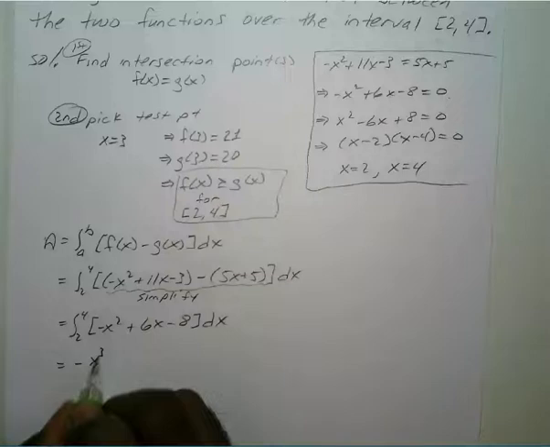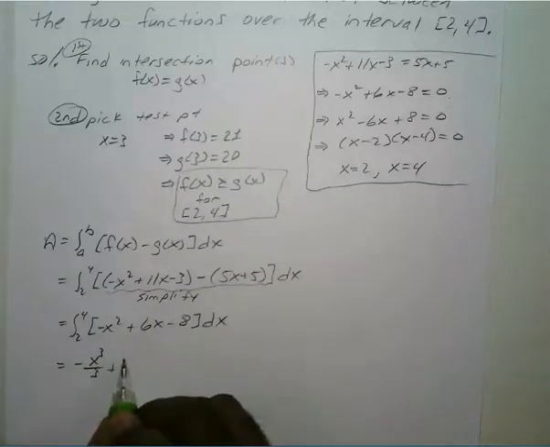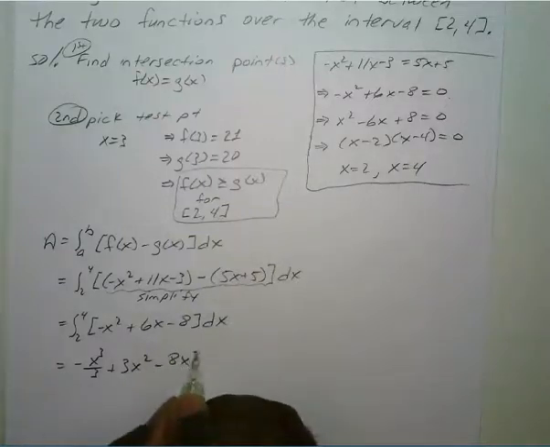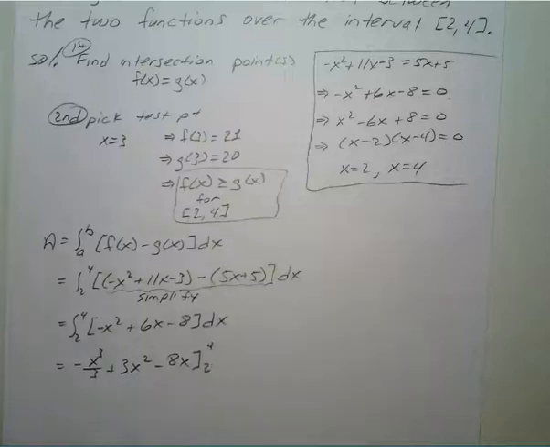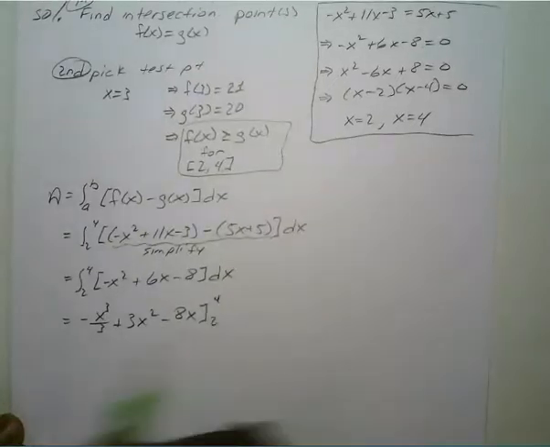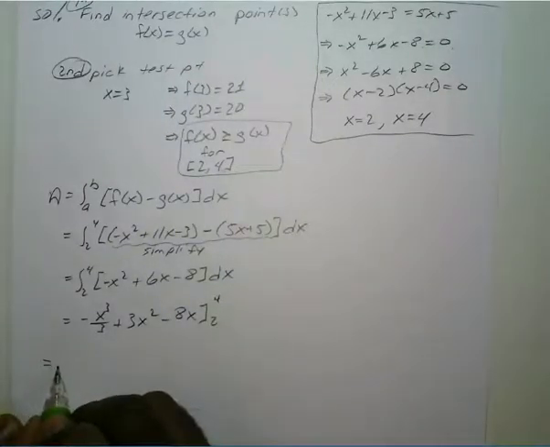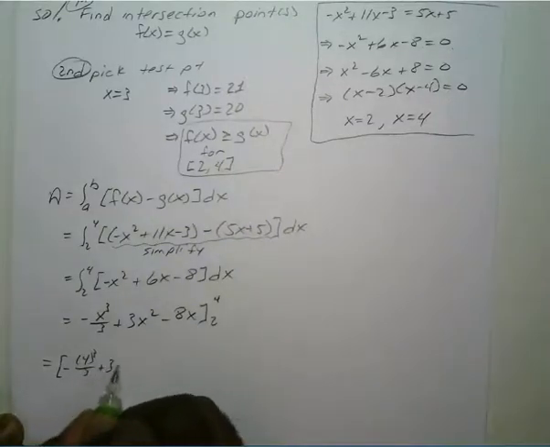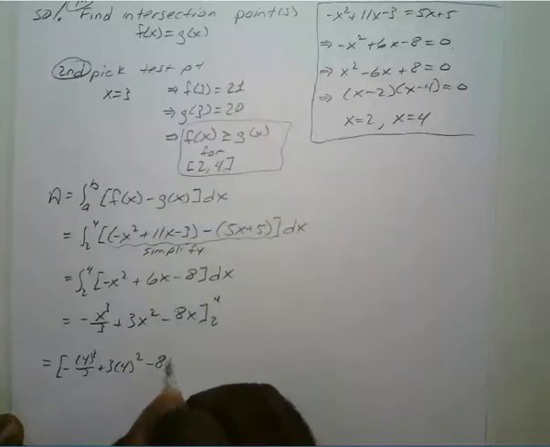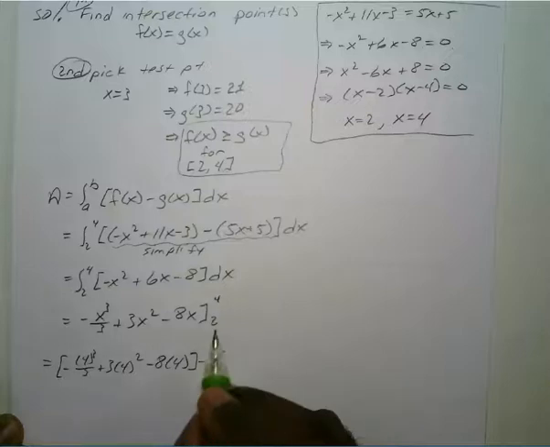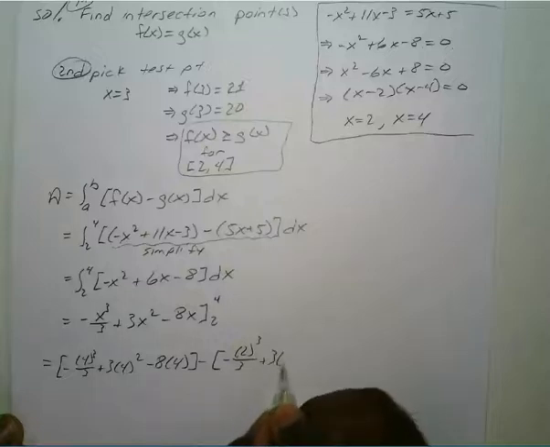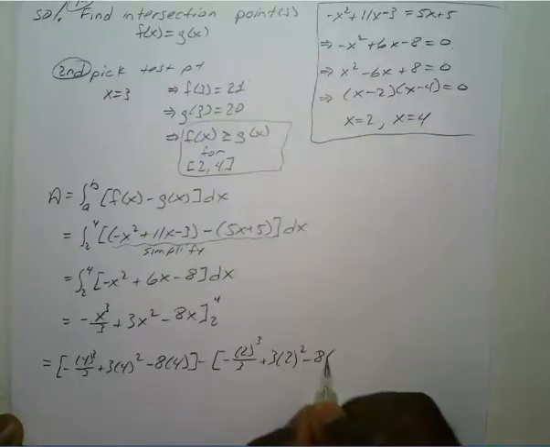So now we go ahead and integrate each term. So it's negative x to the third over 3 plus 3x squared, that's x squared over 2, 6 divided by 2 is 3, minus 8x, from 2 to 4. Alright, so now we go ahead and use our fundamental theorem. So we plug in our 4, so that's equal to negative 4 cubed over 3 plus 3 times 4 squared minus 8 times 4, minus, now we plug in our 2, negative 2 cubed over 3 plus 3 times 2 squared minus 8 times 2.